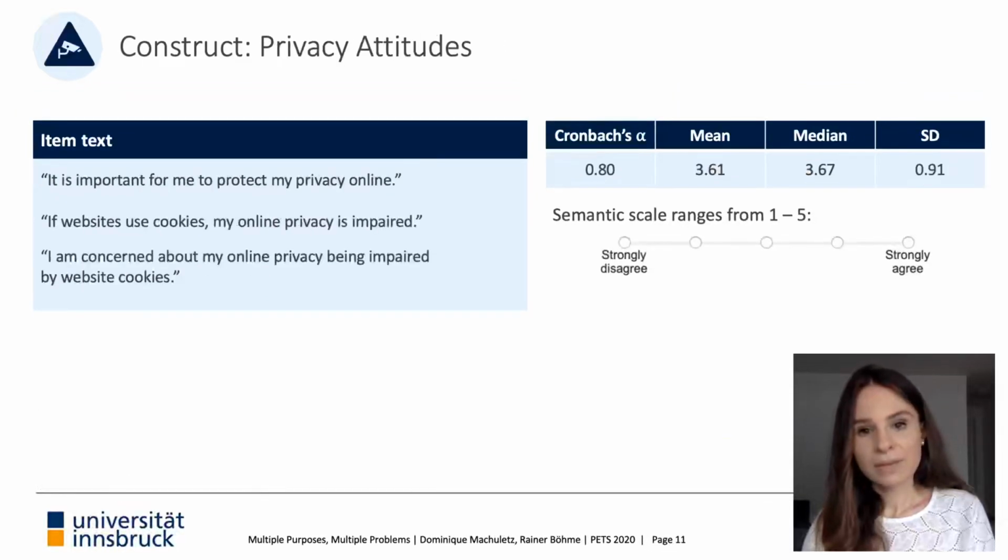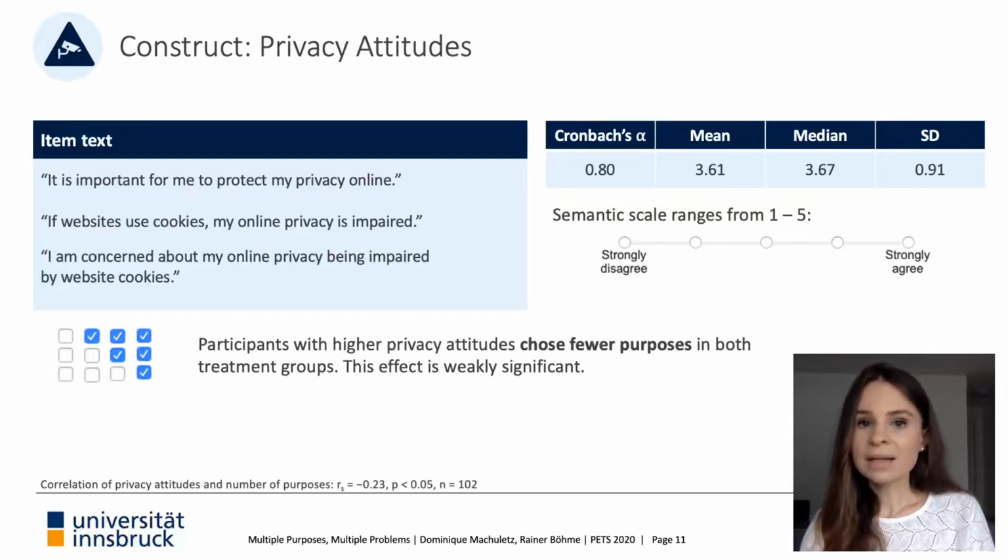You can find more things in the paper, but what's maybe worth mentioning here is the participants' overall privacy attitudes. Participants were asked to state if it is important for them to protect their online privacy and if they are concerned when websites use cookies. We find that participants with higher privacy attitudes actually show fewer purposes in both of the treatment groups. This challenges the privacy paradox, and you can read in the paper how we interpret it.